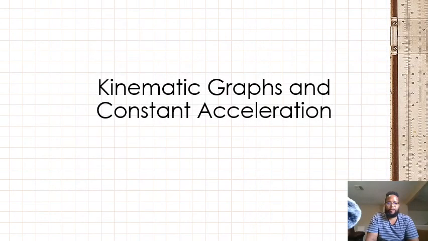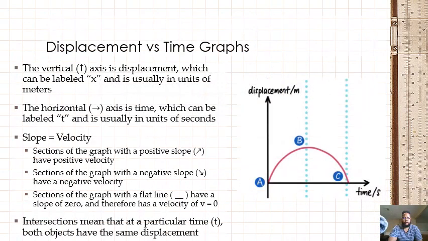So today we're talking about kinematic graphs and constant acceleration. Displacement versus time graphs. In displacement versus time graphs, the vertical axis, the axis that goes up, is displacement, which can be labeled x. I know it's counterintuitive that the y-axis is going to be labeled x, but that's what it is. x is not representing a direction in this case. It's representing displacement. The horizontal axis can be labeled as t, which is time.